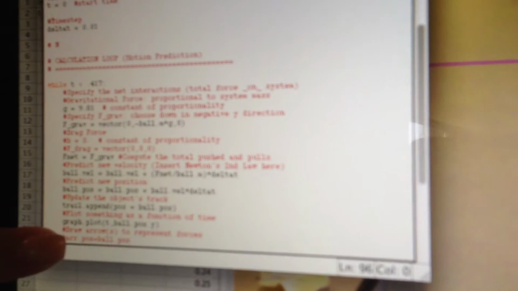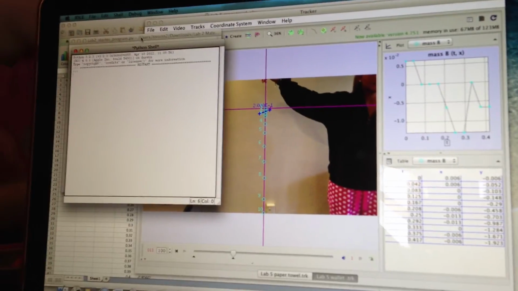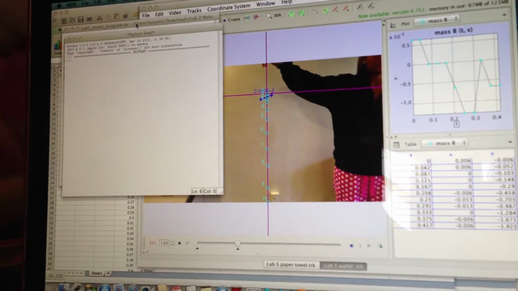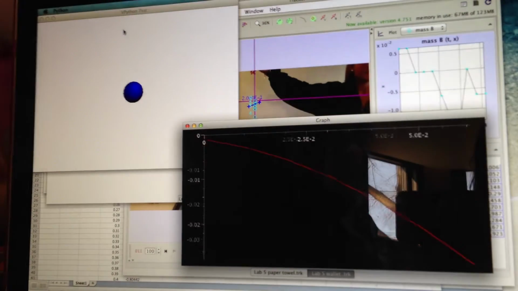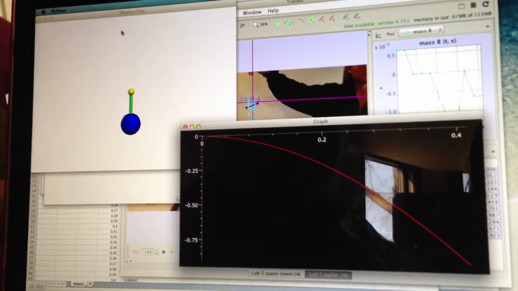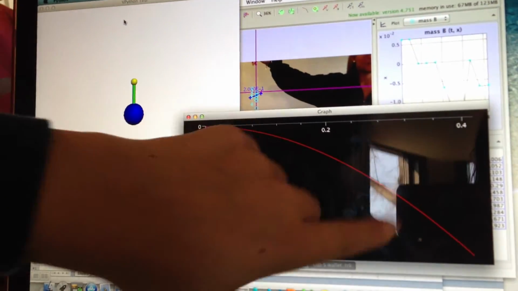So that shows the ball. There's my ball velocity and my ball position. So once I run this program, you can see that it starts at an initial position and just falls. This graph just shows it falling rapidly.